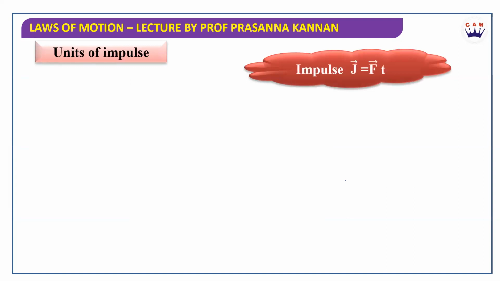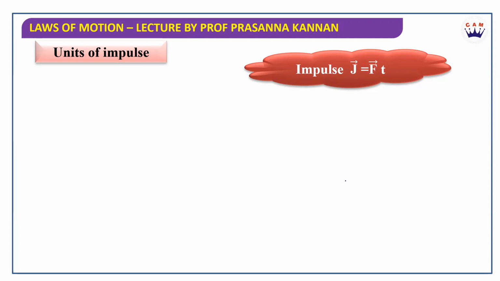What is the unit of impulse? I told you, impulse is what? Force into time. What is the force unit? Newton. What is time? Second. So Newton second is the unit. Or in other words, what is the unit of force? kg meter per second squared is the unit of force, into time. So one second will get cancelled, and we get kg meter per second, which is the same as the units of momentum.